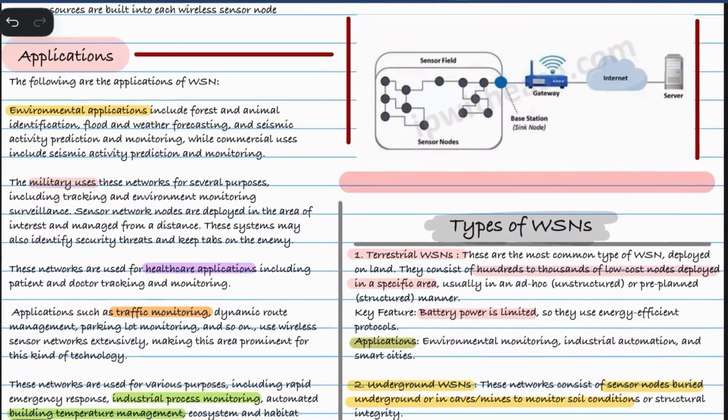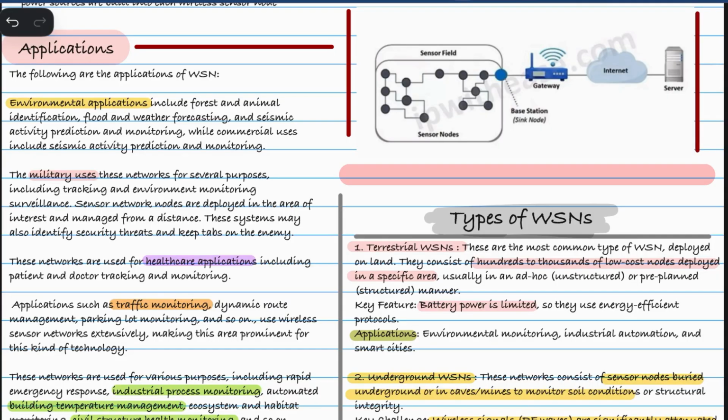So what makes WSN unique compared to a standard Wi-Fi network is its design constraints. Alright, the first is a severe power constraint. Nodes are frequently dropped into harsh environments where changing a battery is impossible. That is why we require WSN.